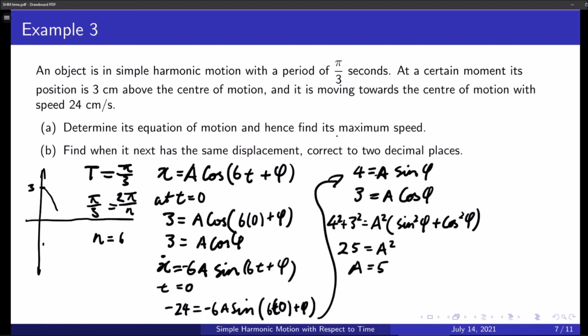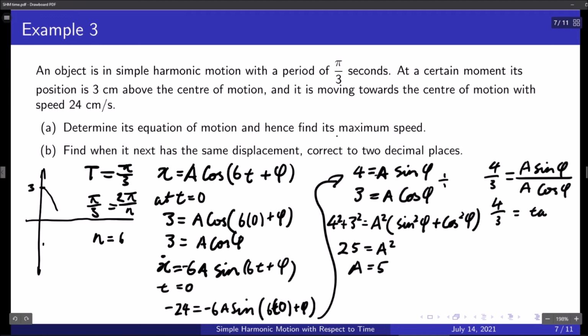Okay, next we need to find what phi is. That's also pretty straightforward. We simply divide these two equations. So 4 over 3 equals a sine phi over a cosine phi. So 4 over 3 equals tangent phi.